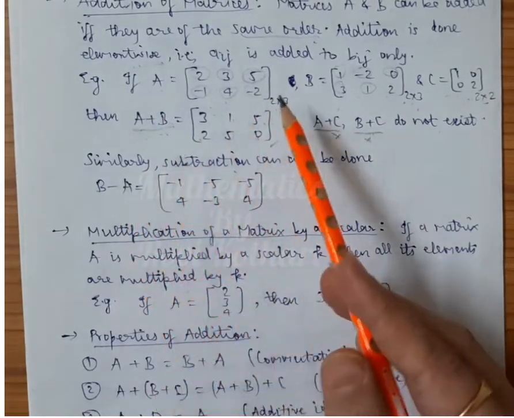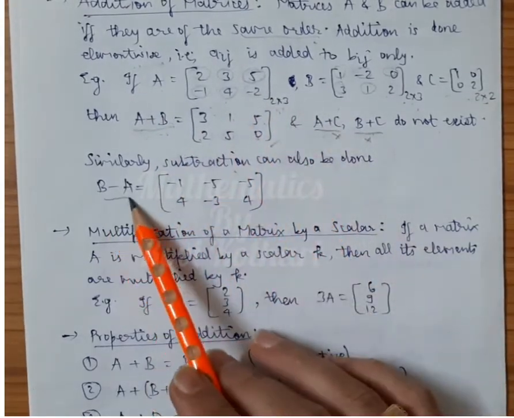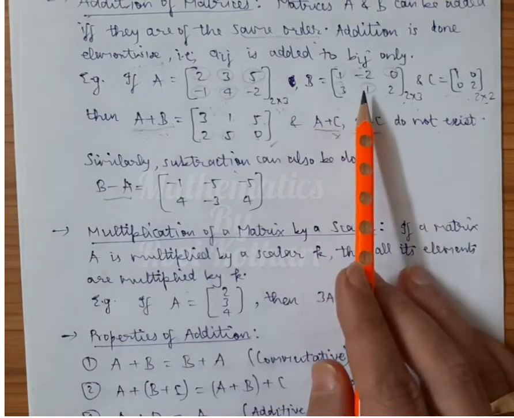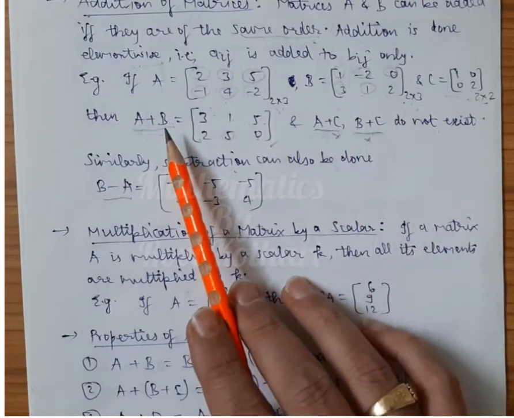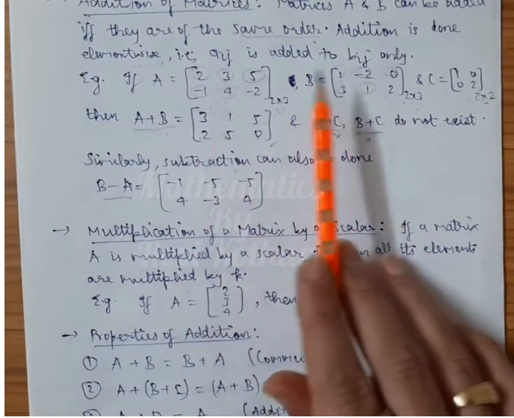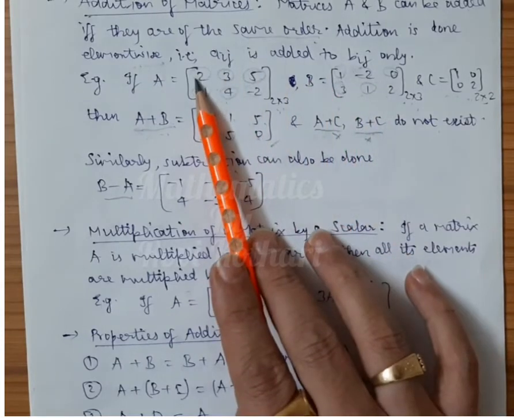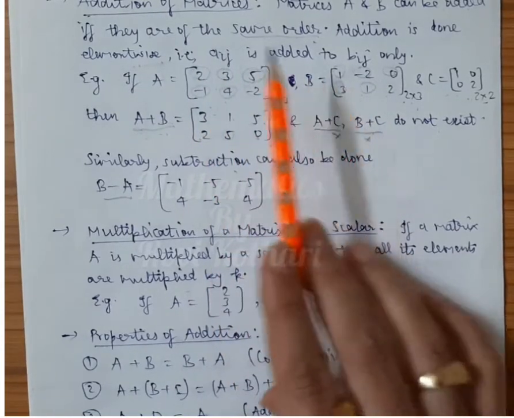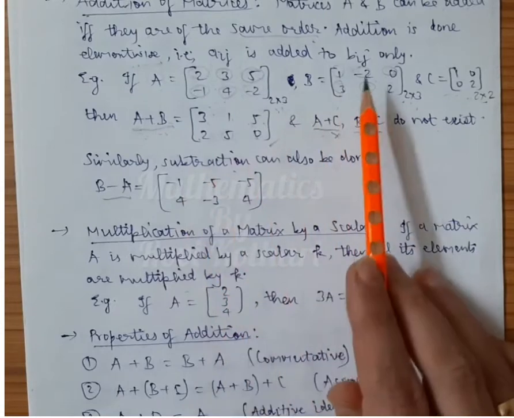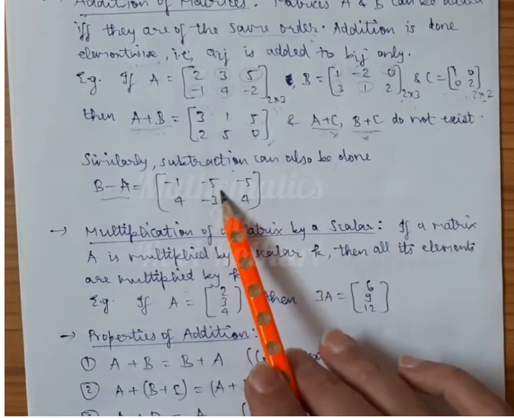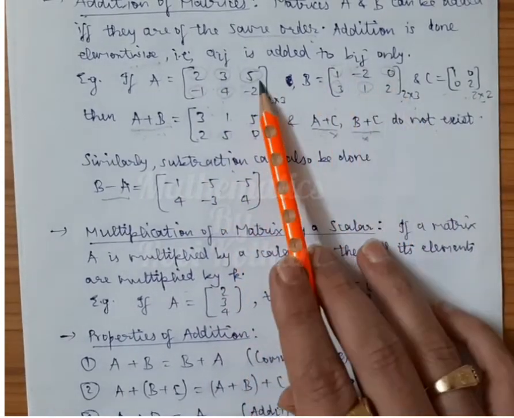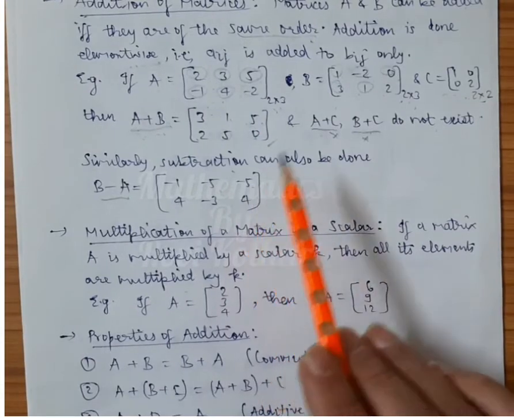For example, in the same above problem, if I find out B minus A, that means now I have to find out this minus this. Remember the order, okay? So it's B minus A. So I have to subtract this and this. So what do I get? 1 minus 2, that's -1. -2 minus 3, that's -5. 0 minus 5, that's -5.